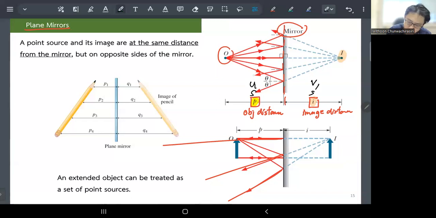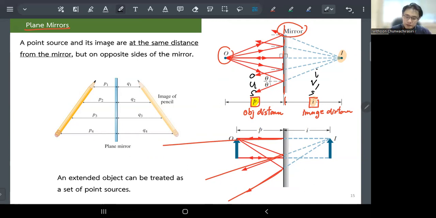Some books use O and I, it doesn't matter. Anyway, one is going to be object distance. The other one is going to be image distance. In this slide, we just use them interchangeably, or it depends on some of you who have already used some notations or symbols differently back in your high school physics days. So use whatever you feel comfortable with.